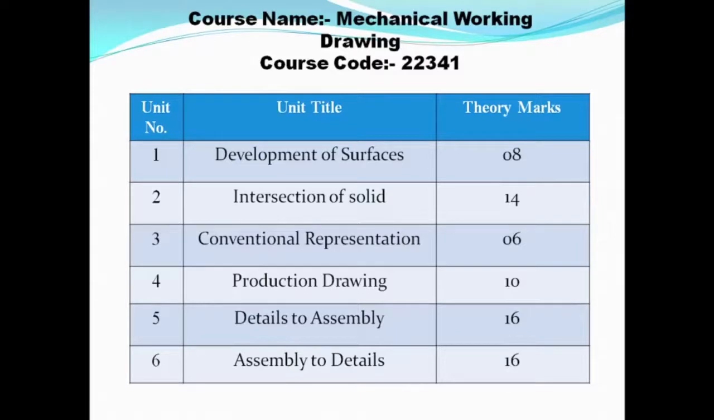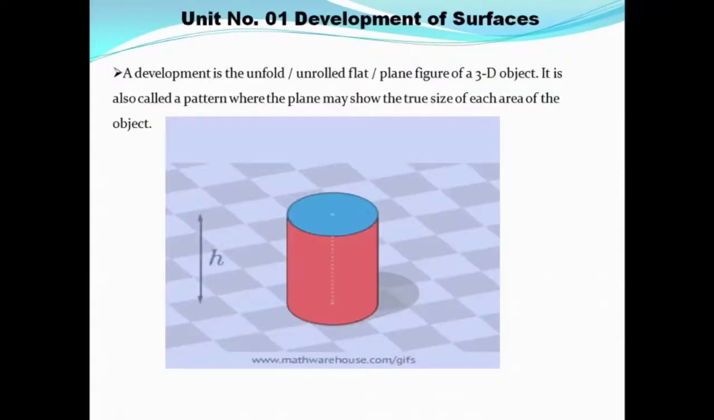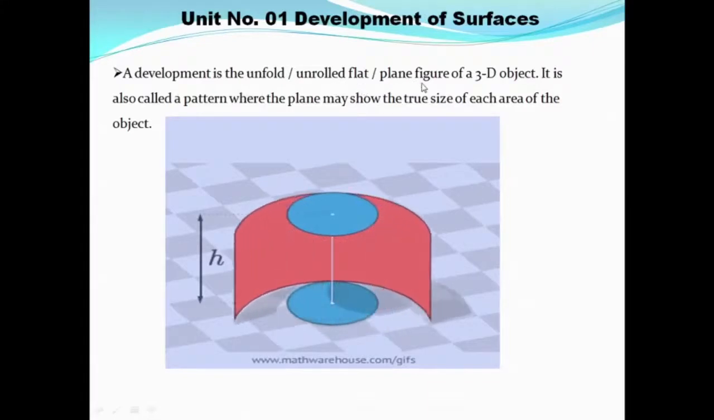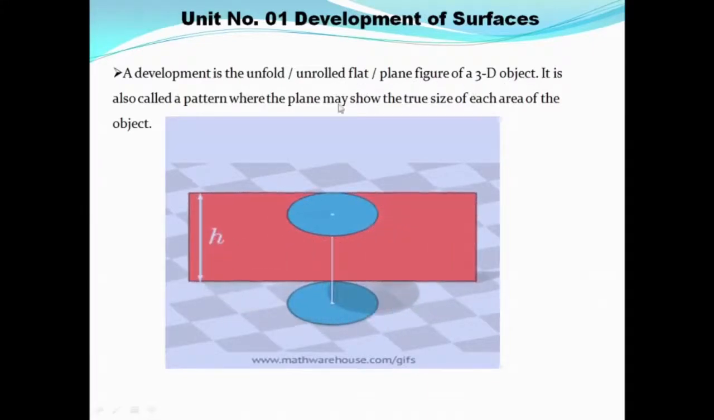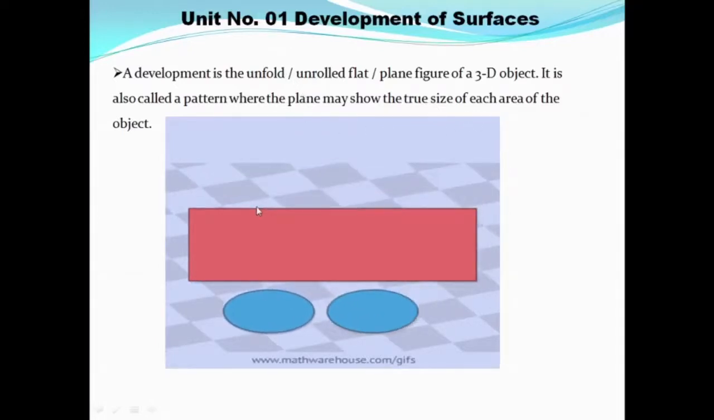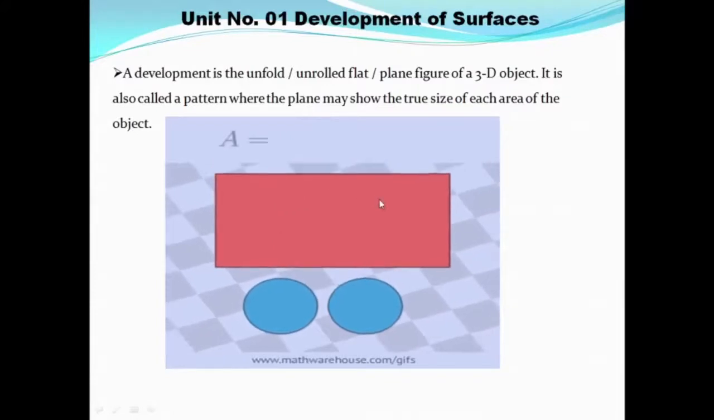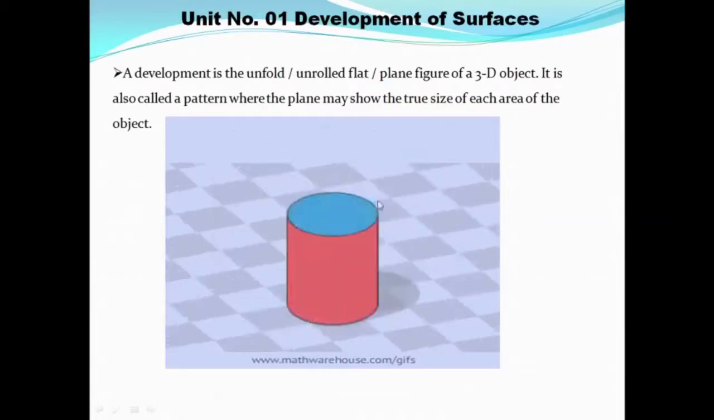Now we move to our first unit, that is development of surface. The development is the unfolded, unrolled flat plane figure of a 3D object. It is also called a pattern, where the plane may show the true size of each area of the object. What is the development of surface? This is one sheet. When we roll this sheet, we get one cylinder. For that cylinder we require this much area when it is rolled. But this is the cylinder.